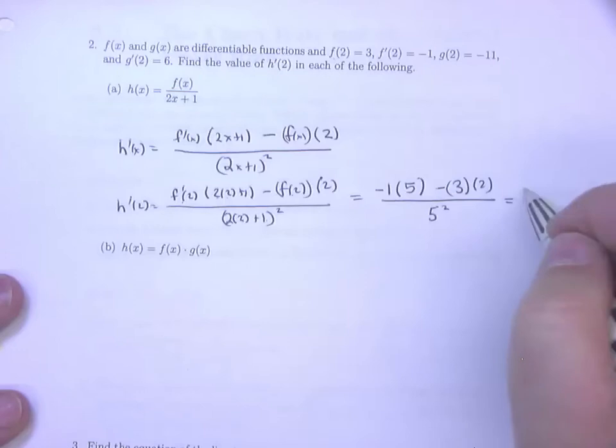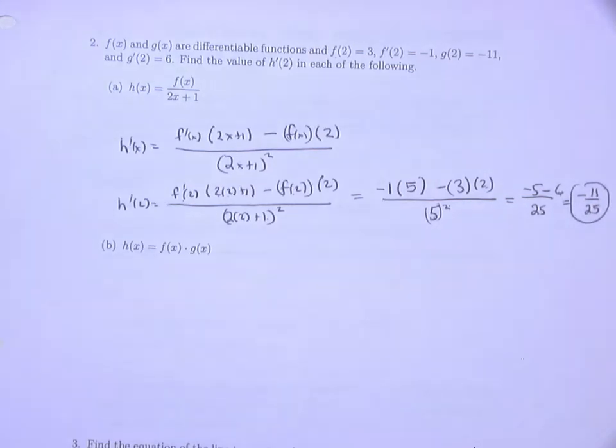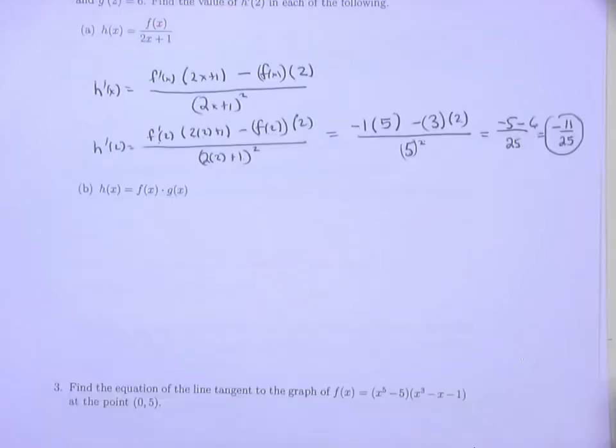Negative 1 times 5 is negative 5. Minus 3 times 2 is 6, over 5 squared is 25. Negative 5 minus 6 is negative 11 over 25. And that is the solution. Does that make sense? One more, then I'll let you guys go.